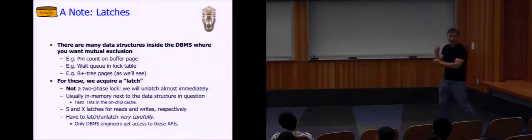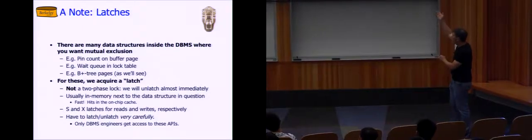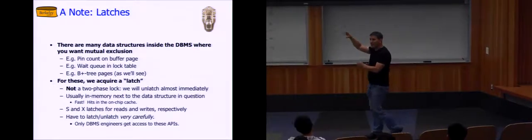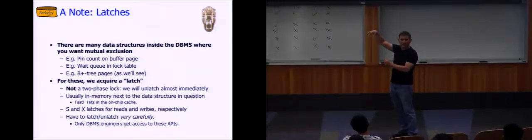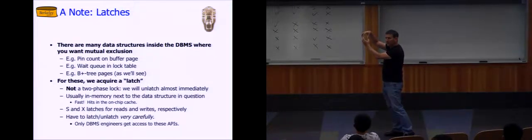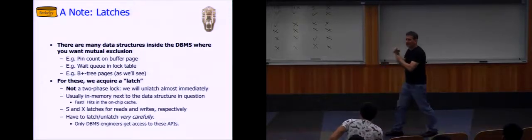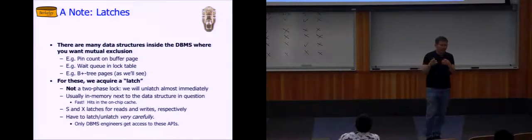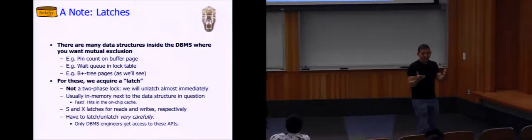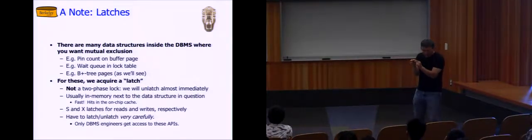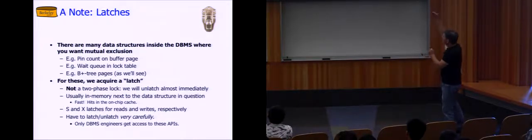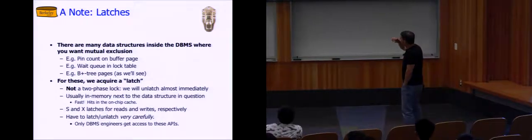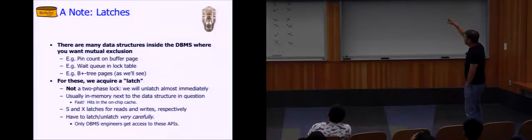So latches are going to let me do this, and we're going to use them in a bunch of places. Pin counts on buffer pages. In the lock table, remember those wait queues? How do you enqueue yourself at the back of the wait queue? You have to get a latch on the wait queue, enqueue yourself, and then unlatch it, and then the next person won't race with you to get in that line. So there's a bunch of places where multiple transactions running concurrently need to coordinate just a little bit, just for a second, on an internal data structure. Latches are for this, and we're going to use them for B+ tree pages. So for all of these, rather than acquiring a lock, we acquire what's called a latch.